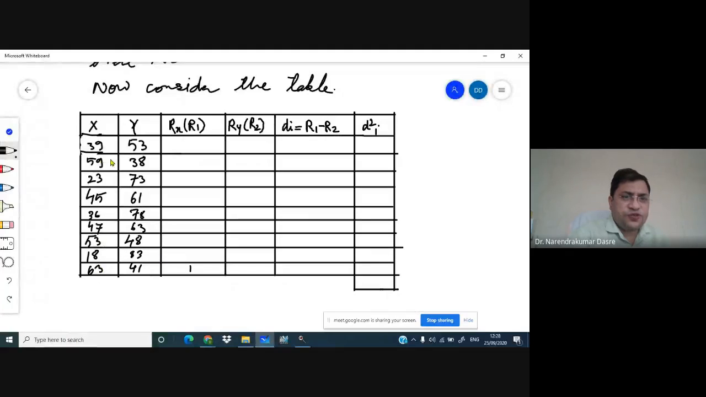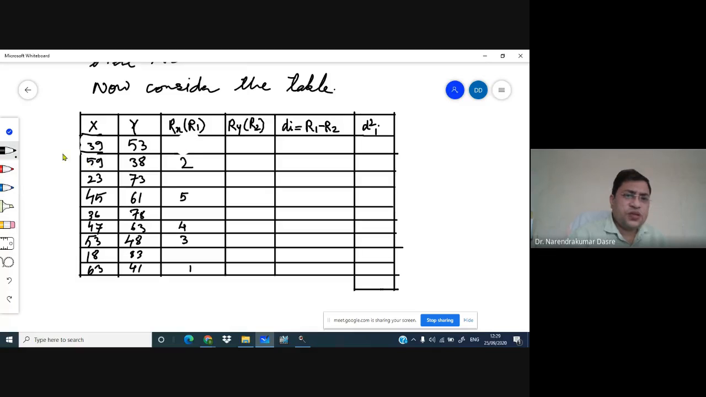Then after 63 we have 59, so its rank is going to be 2. Then after 59, what we have? 53. So rank here is going to be 3. Then after 53, we have 47, so it is 4. Then 45, so it is 5. Then after 45, we have 39. So this is going to be 6.